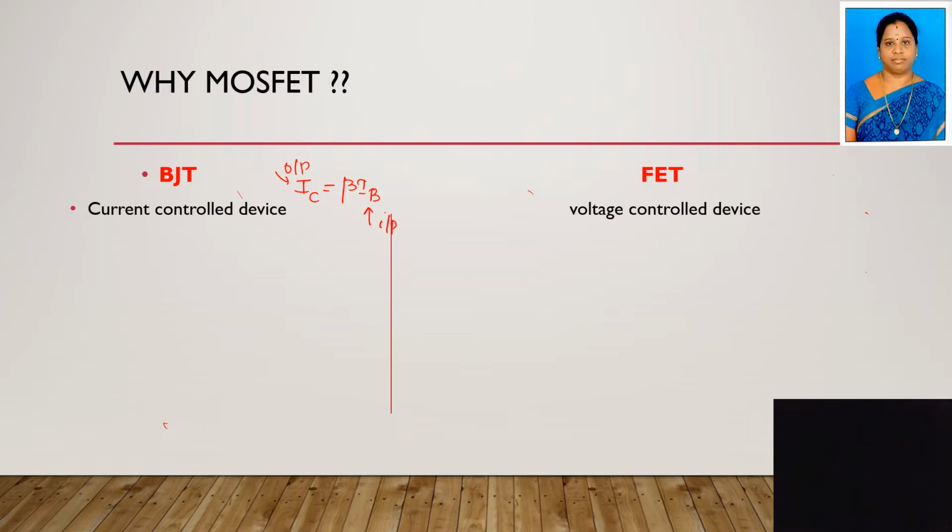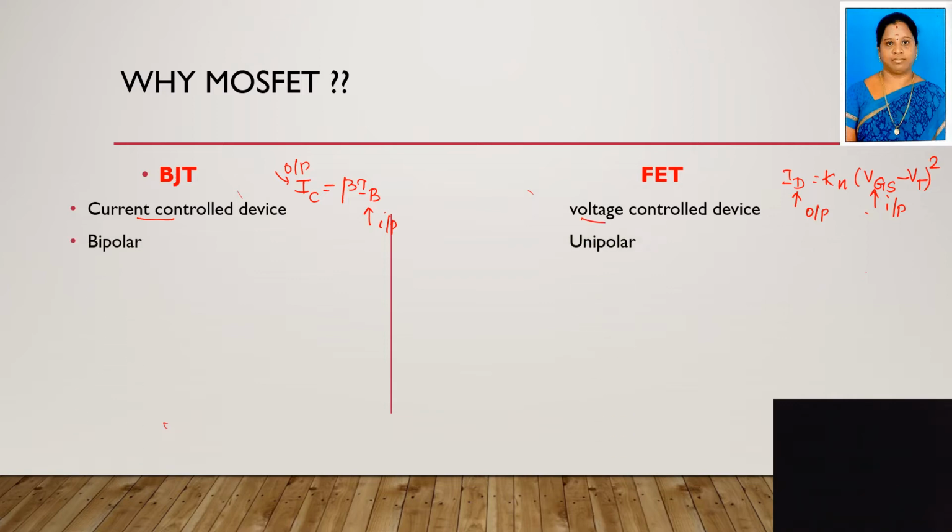So the output current is controlled by the input current. That's why it is called current control device. Whereas in MOSFET, if you take the drain current equation, ID equal to Kn, the conduction parameter, into (VGS minus Vth), the gate source voltage minus the threshold voltage of the transistor, the whole square. So here the input is the VGS, the output is the drain current. So the output current is controlled by the input voltage. That's why it is called voltage control device.